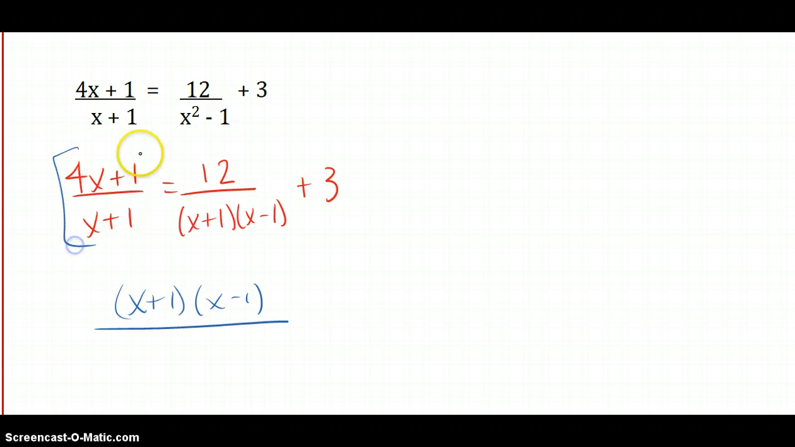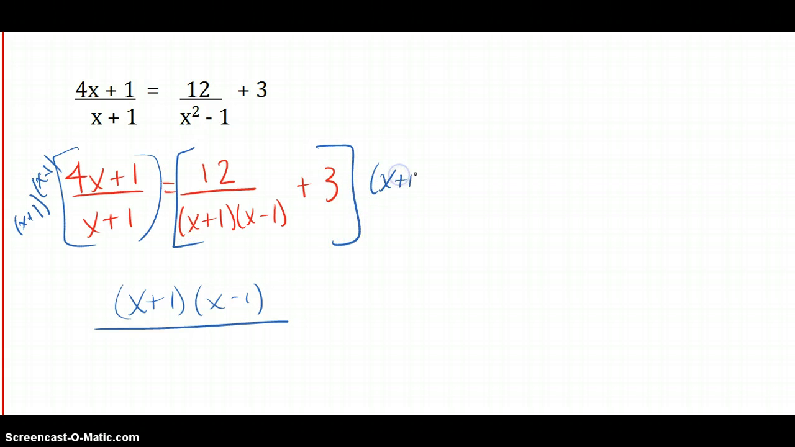So I'm going to multiply this side by x plus 1, x minus 1, and this whole side by x plus 1, x minus 1.